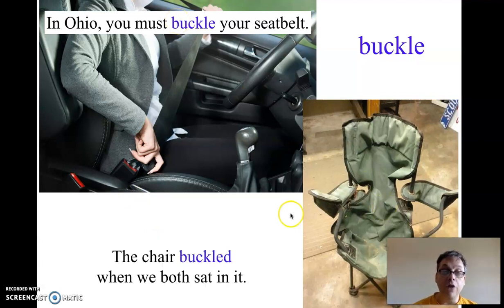However, down here, the chair buckled when we both sat in it. So two people tried to sit in this chair and it buckled. It sort of crumpled or got a little bit destroyed, or it could be a lot destroyed, right? Buckled in this sense sort of means to crumple, right? To compact or to sort of fall down in some sense when something breaks, often because of too much weight. Okay? Buckle. Try another one.